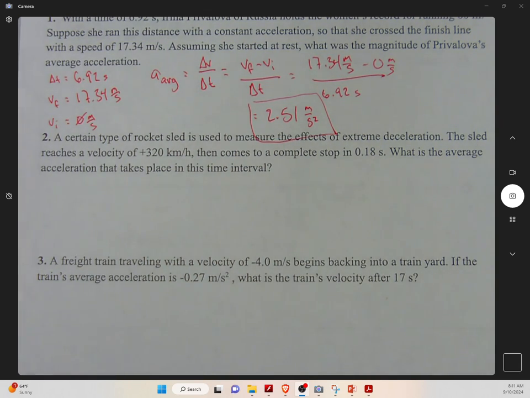Number two, a certain type of rocket sled is used to measure the effects of extreme deceleration. The sled reaches a velocity of 320 kilometers per hour, then comes to a complete stop in just 0.18 seconds. What is the average acceleration that takes place in this time interval? Now, heads up, we're going to be needing to use sign conventions here.